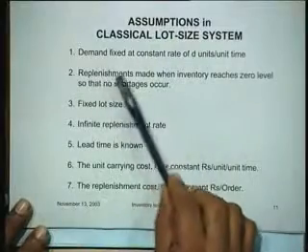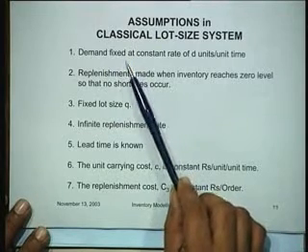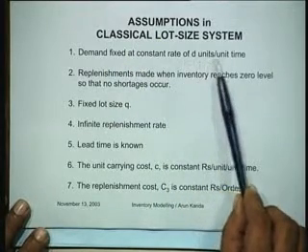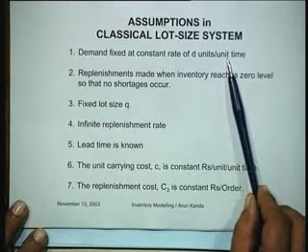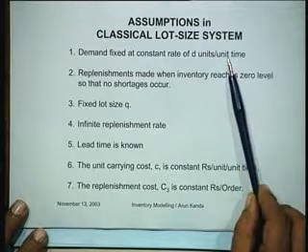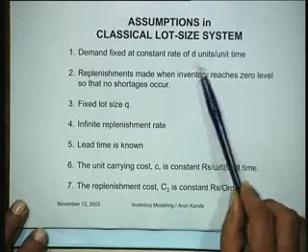Okay. Now just to give you some experience of what the basic assumptions are in the classical lot size formula which we have just considered, the simplest one. We have basically assumed that demand is constant, fixed at a constant rate of D units per unit time. That means we are essentially assuming the demand to be deterministic, and we are saying that it is constant and the value of that constant is known to us.